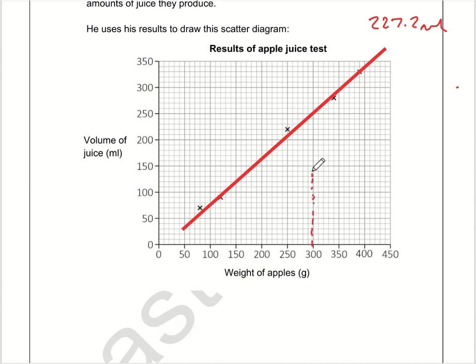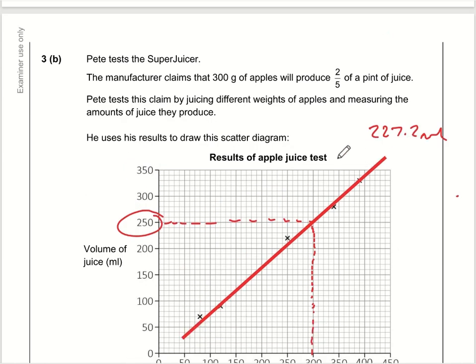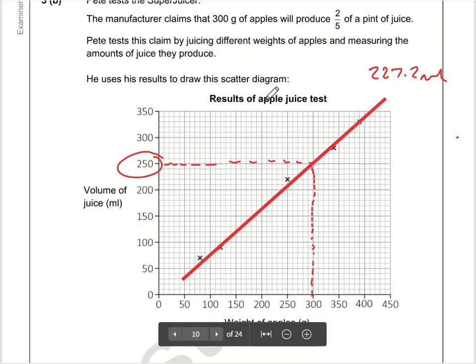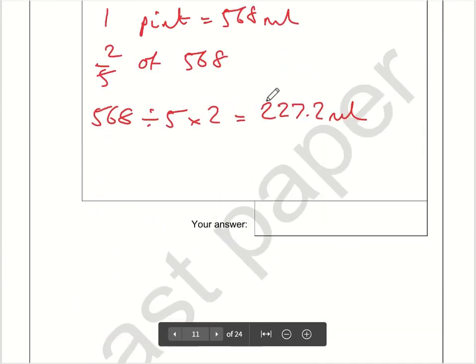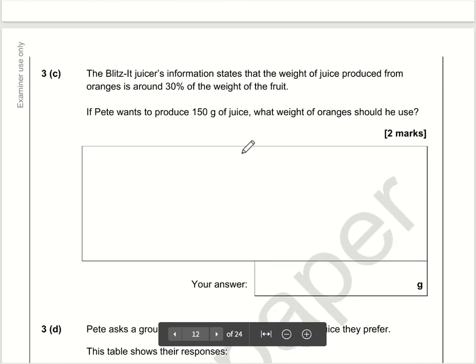Now your line of best fit might alter a tiny bit to mine, and it doesn't matter as long as you can show how you're getting this reading. So for me, I'm turning that into 250 millilitres. So 300 grams of apples gives you 250. We only need 227. So the manufacturer's claim is correct. Or you could say it's wrong because it's not 227, it's more than, but I think we can assume that more is good. Okay, right, C.